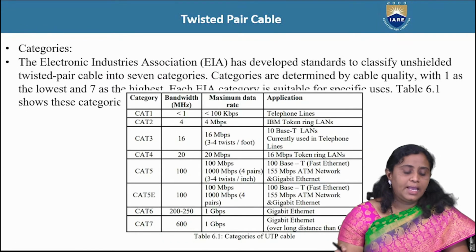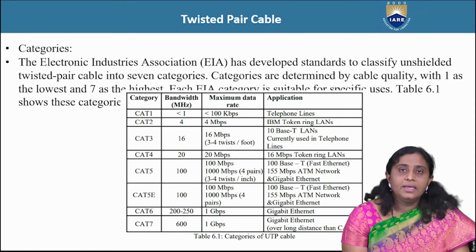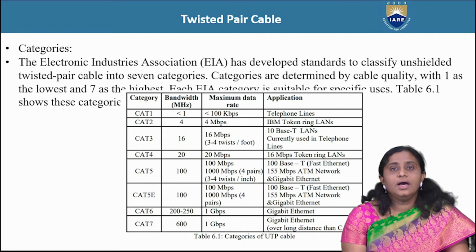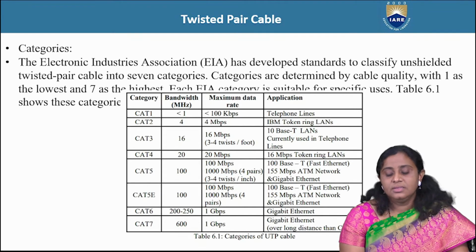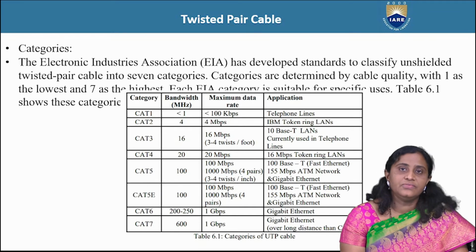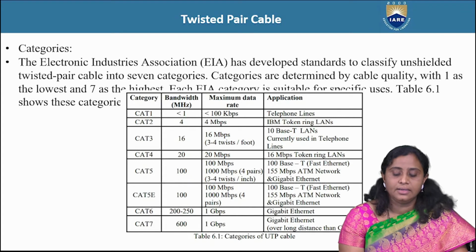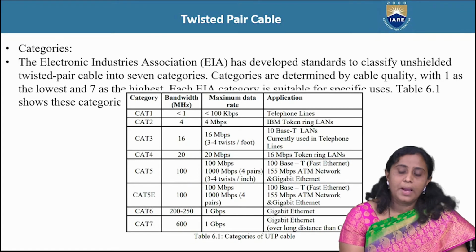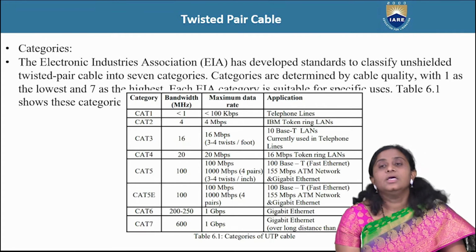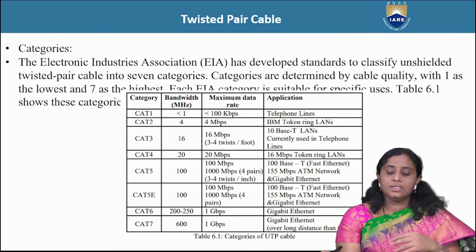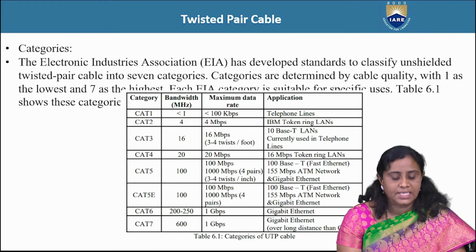Coming to the categories of twisted pair cable, the EIA, the Electronic Industries Association, has developed standards to classify unshielded twisted pair cable into 7 categories. Those categories are determined by cable quality, with 1 as the lowest and 7 as the highest. Each EIA category is suitable for specific uses, and Table 6.1 shows these categories.